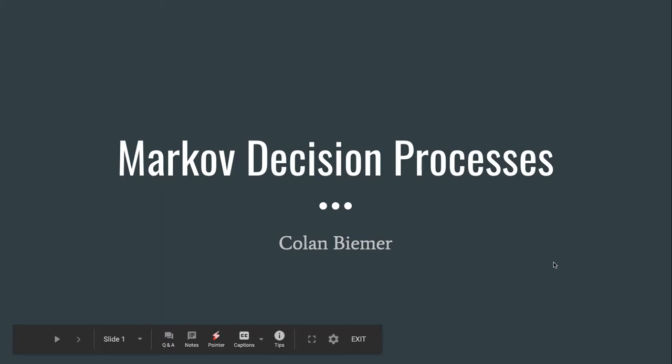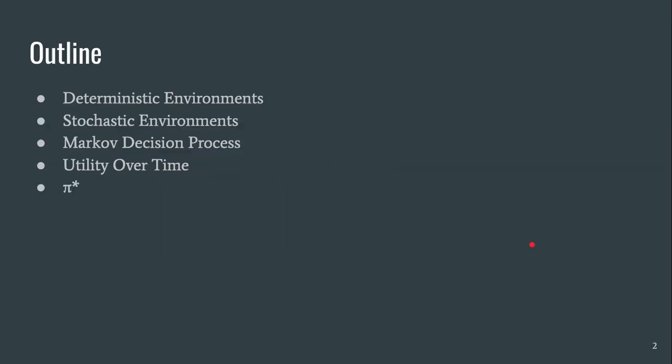Alright, so we're going to be talking about Markov decision processes. And just to start with a brief outline, we're going to start by talking about deterministic environments. Then we're going to move into stochastic environments. Then we'll talk about finally what we're here for, Markov decision processes. And then we'll look at utility over time. And then finally we'll look at this funny looking pi star, which is really just to represent the optimal policy.